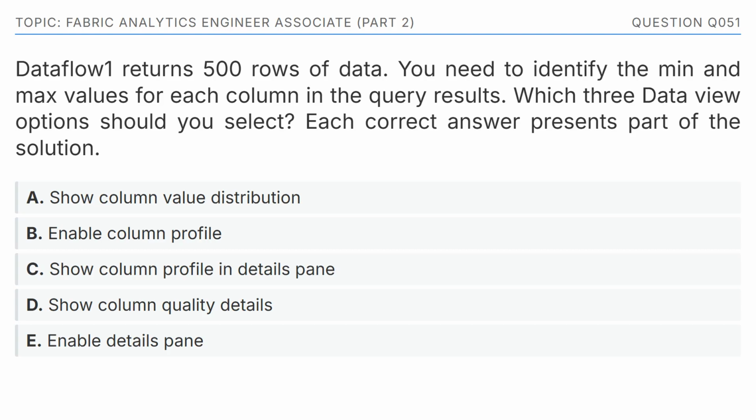The options are: Option A, Show Column Value Distribution. Option B, Enable Column Profile. Option C, Show Column Profile in Details pane. Option D, Show Column Quality Details. Option E, Enable Details pane.